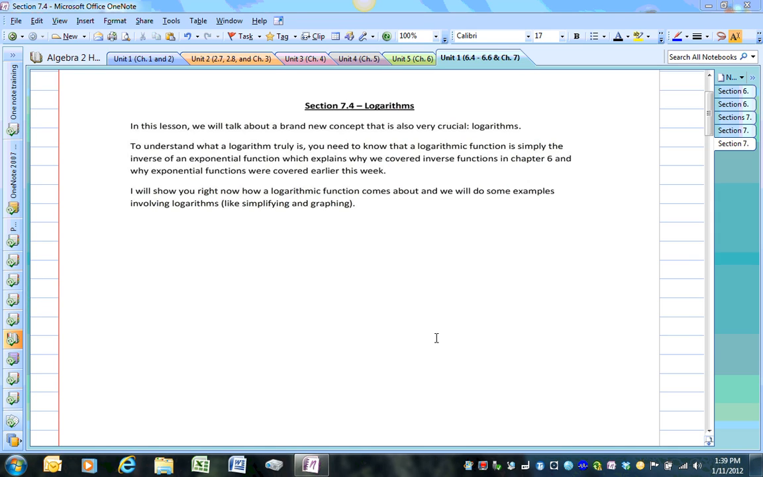Hello, welcome to today's lesson of section 7.4, which is titled Logarithms. As you can see from the first line, it is a brand new concept, and it's also very, very important.